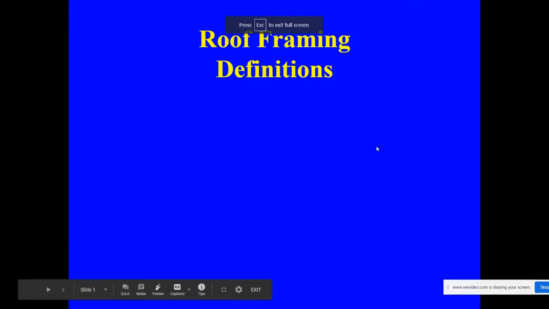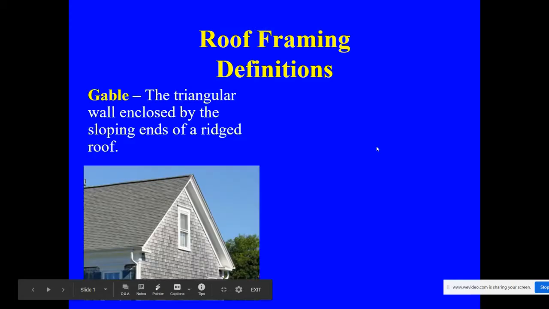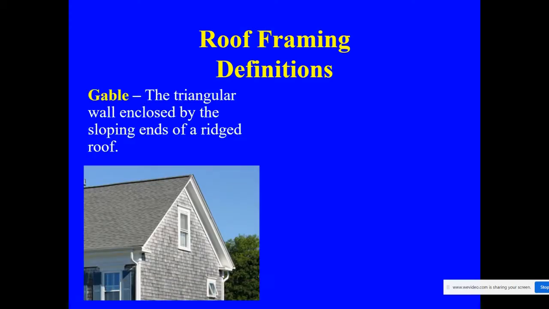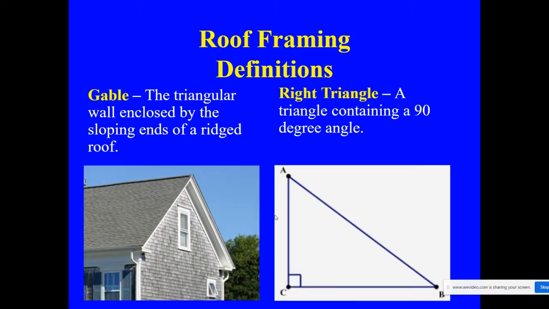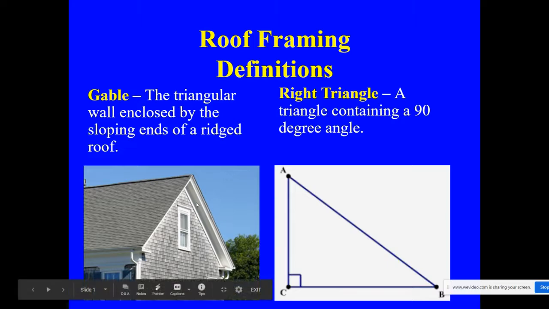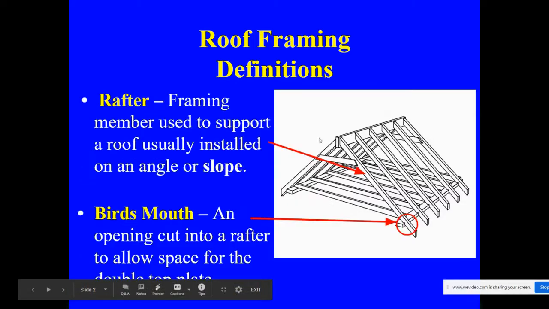So roof framing definitions. A gable: a house that has a gable is a house on one side that has a triangular wall enclosed by the sloping ends of the roof. So that's called a gable, this area right here. And then something basic from math that we use a lot, and that you'll see the shape here, half of this gable, it's a right triangle, a triangle connected using a 90-degree angle.